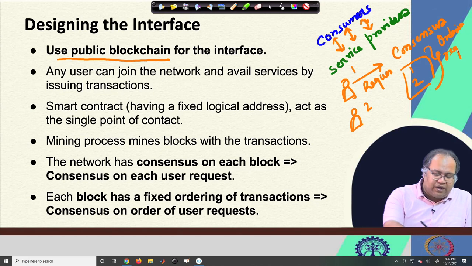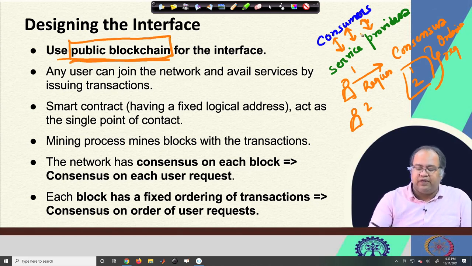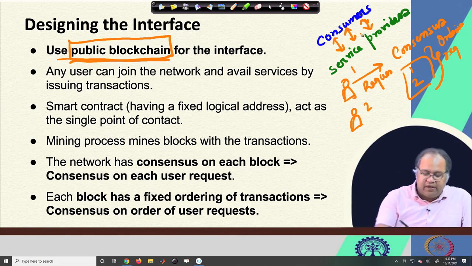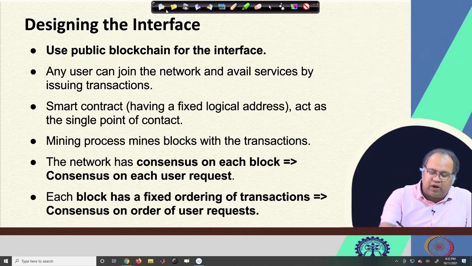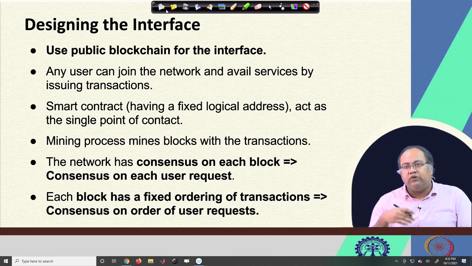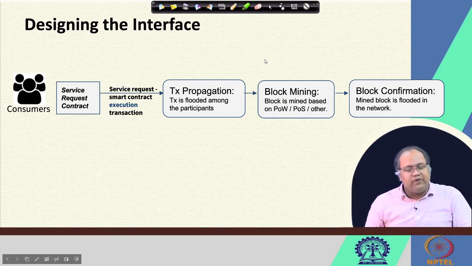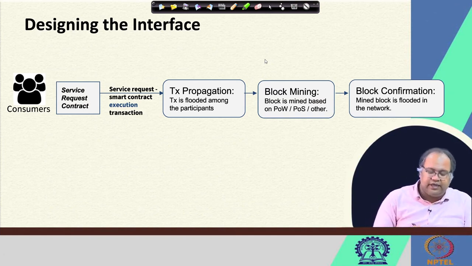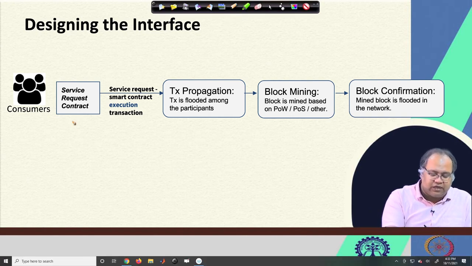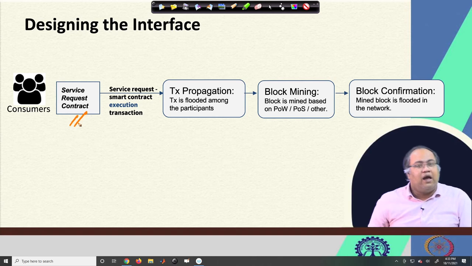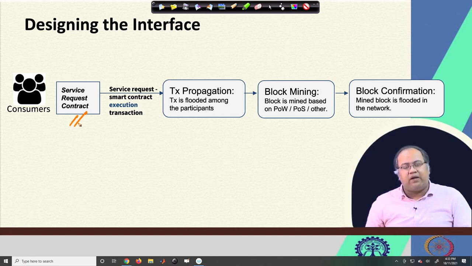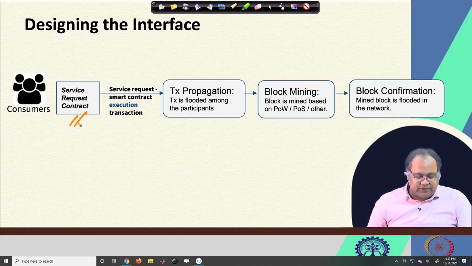So, that way we can use a public blockchain to generate this interface between the consumers and the service providers. The first problem that I was mentioning, how to design that interface, gets solved. So, this is the way we can design the interface. The consumers generate the service request, and this service request contract is the smart contract that mines the request from the consumers and adds them in a public blockchain.